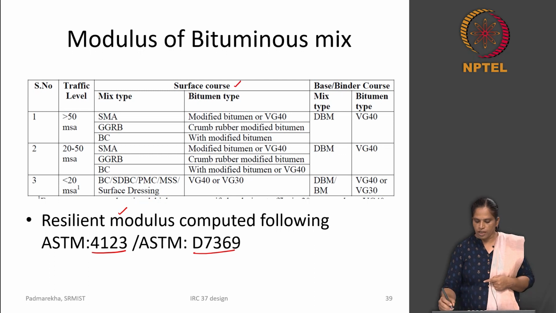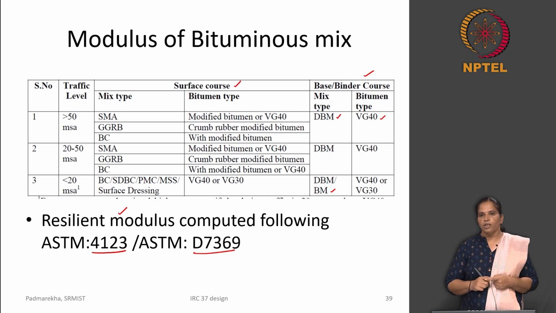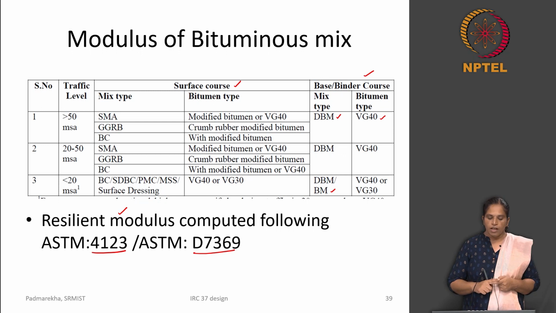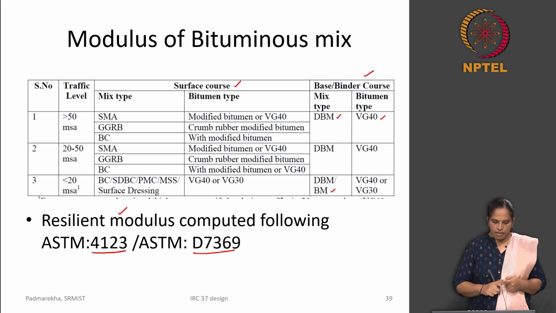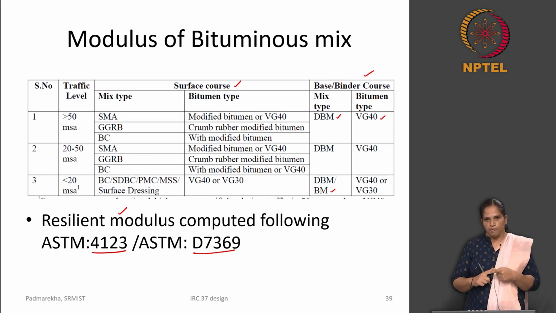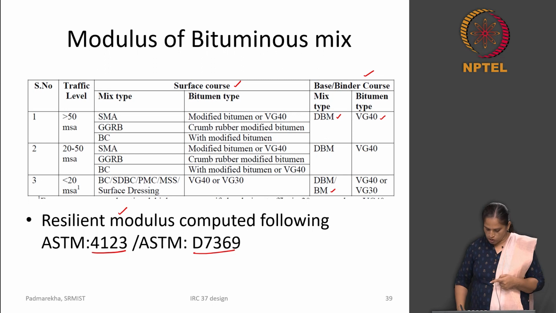Different types of layers used for two different bituminous courses are given here. One is for a surface course, another is for the binder course. We can see that the binder course commonly used is DBM or bituminous macadam, in which VG40 binders are used. So, depending on the type of binder, the modulus value is going to vary here. The surface course is a rut resistant layer. Stone mastic asphalt or bituminous concrete are commonly used, and depending upon the traffic intensity, we use either a modified binder or an unmodified binder, and again depending on the binder here, the modulus value is going to change.